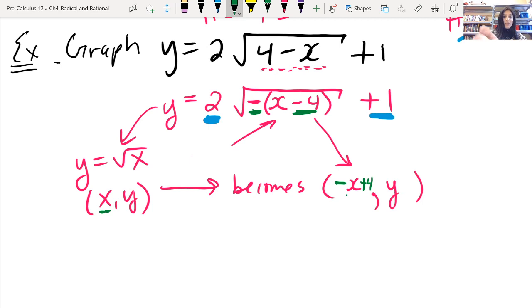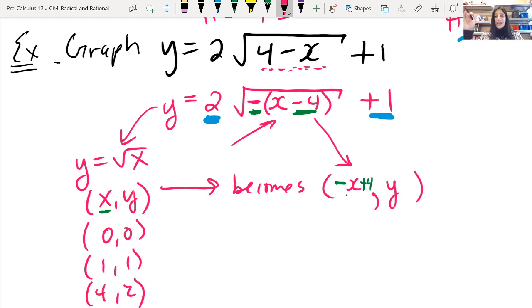Some examples of original points that would have been on the original graph, remember we talked about them, are 0, 0, 1, 1, and 4, 2. Just like if I were to do a table of values, these are quick, easy points that would be on the original y equals root x basic graph. So that's what I'm using there. And this is telling me what to do to those points, what to do to the x value of those points. I want to do the same thing with y.